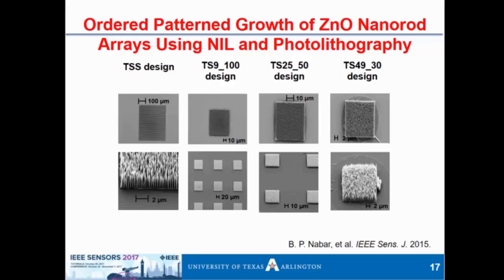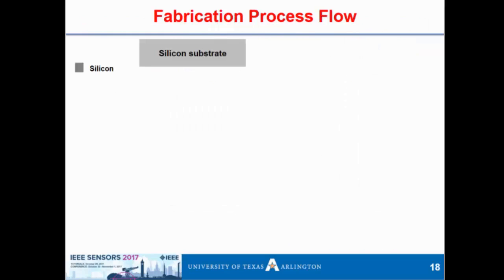Please note that we were able to grow these in a very orderly fashion using a template of another polyimide and using NIL, so nanoimprint lithography with embossing, so that we were able to grow a single nanowire per hole in the template. And that just took a lot of time.